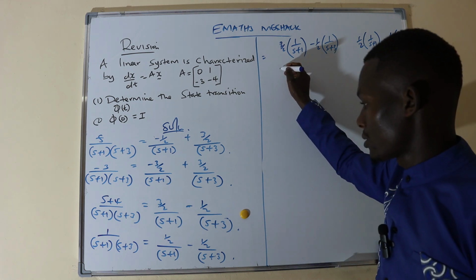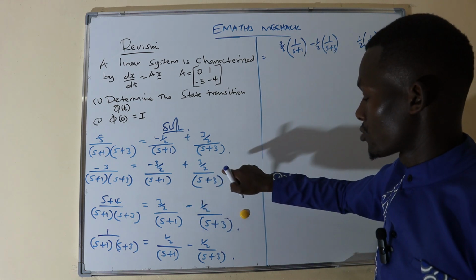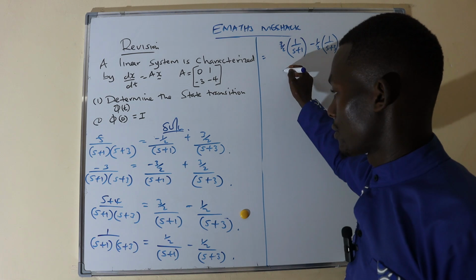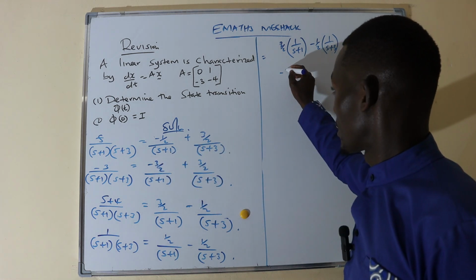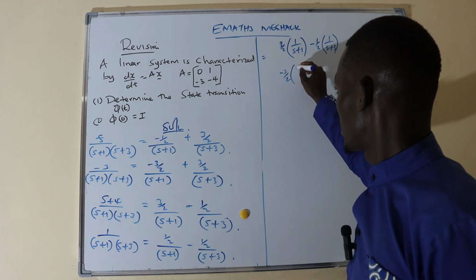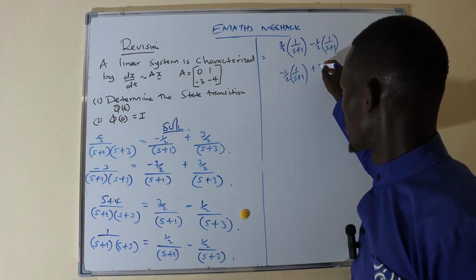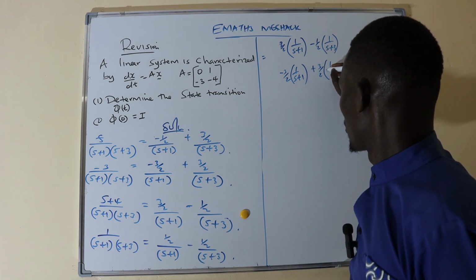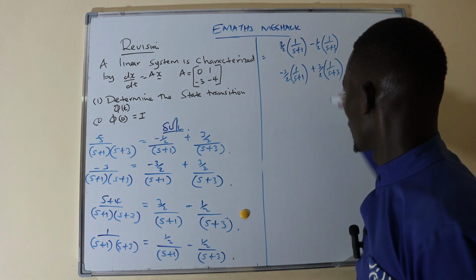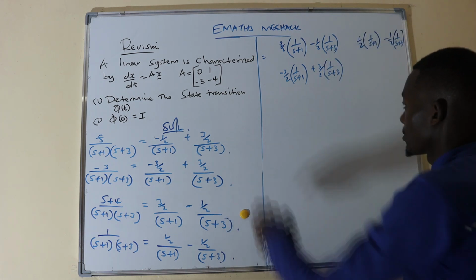Then we have the next one. That one was this one. So we have the negative 3 over 2 as a constant, 1 over s plus 1, then plus 3 over 2, then 1 over s plus 3. We have that. Then we come to the last one.